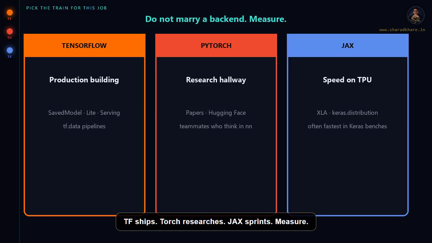PyTorch is the research hallway. Hugging Face, a lot of papers, a lot of teammates who think in Torch. And JAX is the speed freak on TPU and often the fastest on GPU in Keras' own benchmarks, though not for every model. Keras' launch note said JAX usually wins training and inference, but non-XLA TensorFlow can still be faster on some GPU jobs. So you do not marry a backend, you measure. Same Keras code, 3 engines, keep the winner.